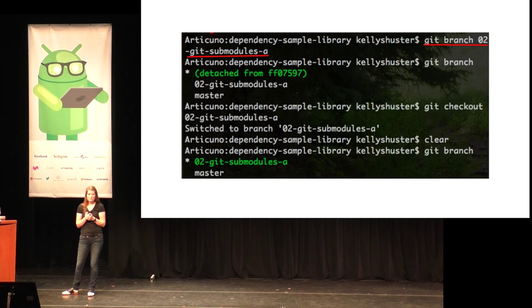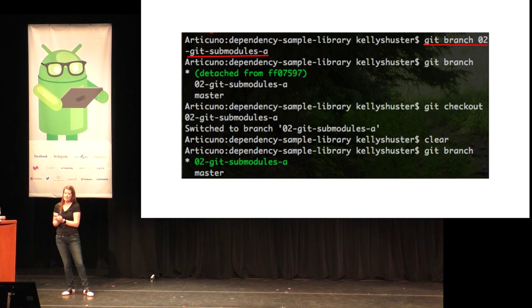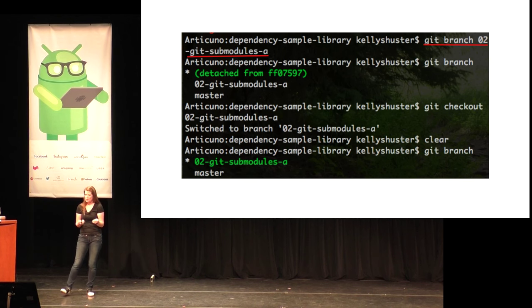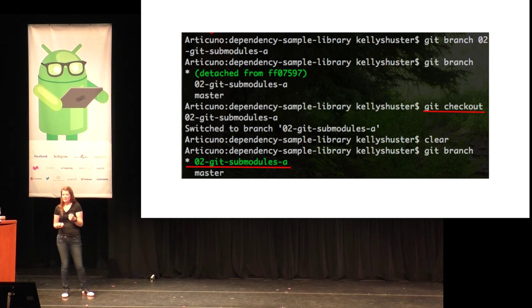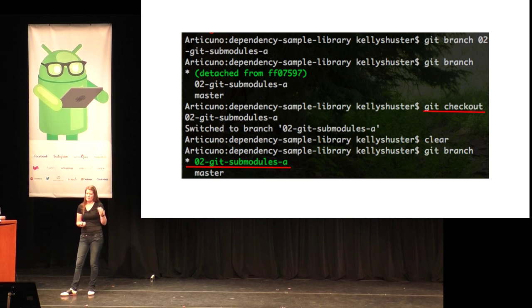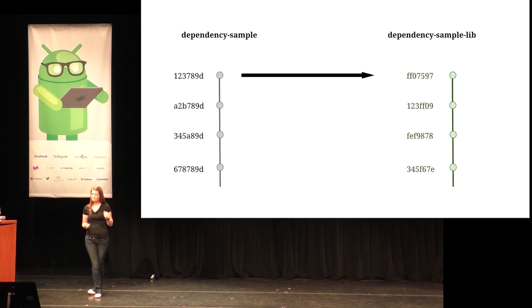So the first thing I want to do if I want to make changes to the library is check out a branch for my library repository. So first here I'm saying, okay, git branch 02-git-submodules-a, just to have a new branch. And then you can see at the bottom here, with git branch, I've confirmed that I've checked out the branch and I'm currently on the new branch. So notice I went from the git branch command saying that I'm detached on FF07 to now I'm officially on a branch.